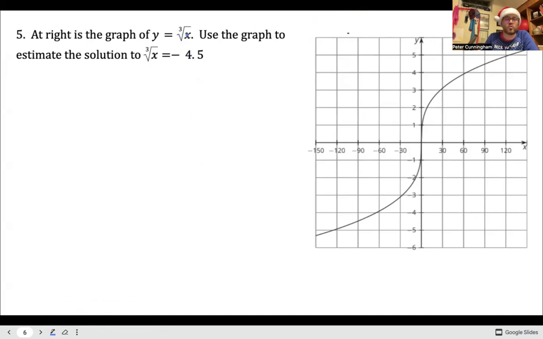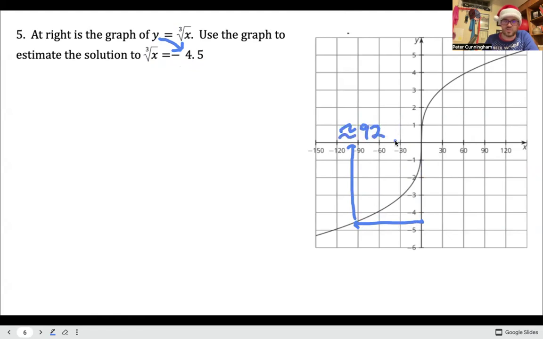All right, if we have cube root x to the right, use the graph to estimate the solution of cube root of x is -4.5. So basically, think y is your -4.5. Okay, so go to -4.5 as your y and see what the x is. Did this earlier with a student, and they said, I don't know, I think it's about 92-ish, approximately 92, right?